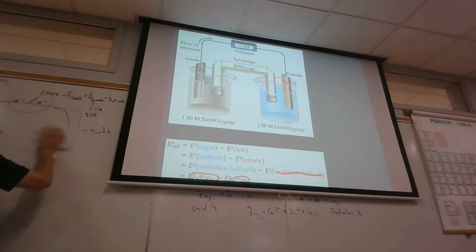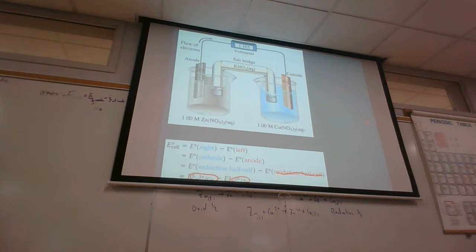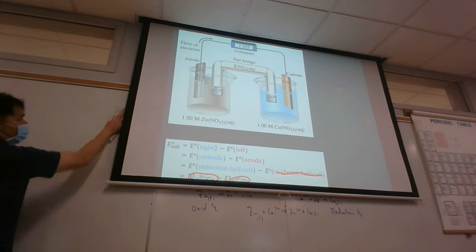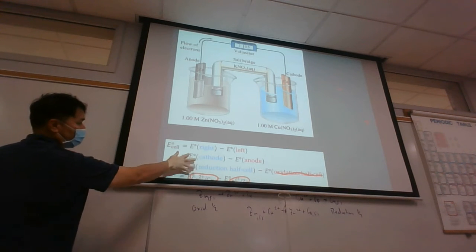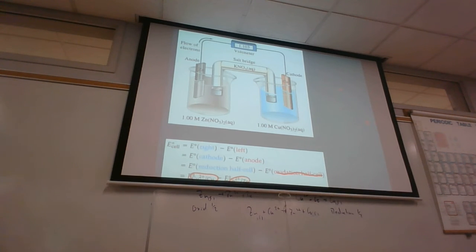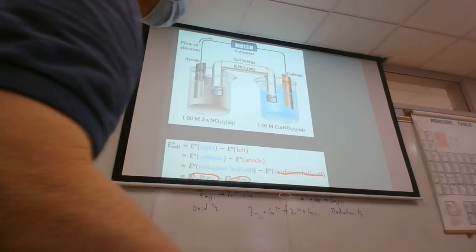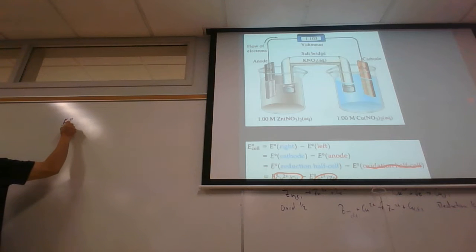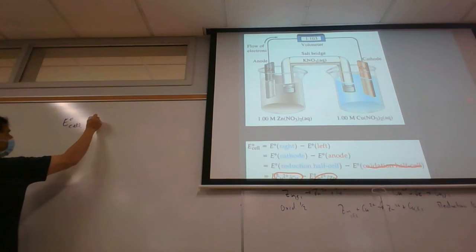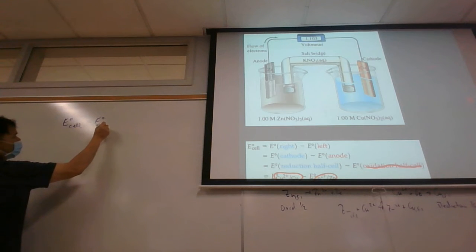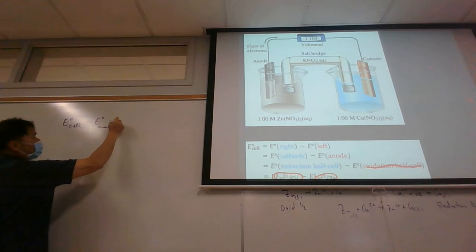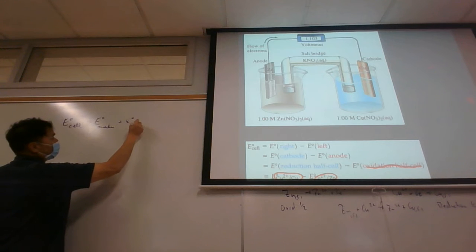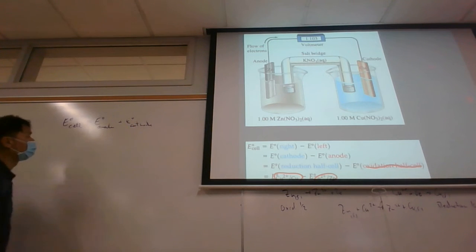we can use one of two equations. I don't like this equation here myself. I like this equation here. E of the cell is equal to E naught, this is under standard conditions here, of the anode, where we generate the electrons, plus E naught of the cathode, where we consume the electrons.